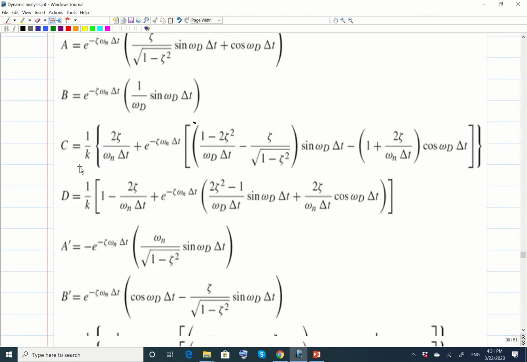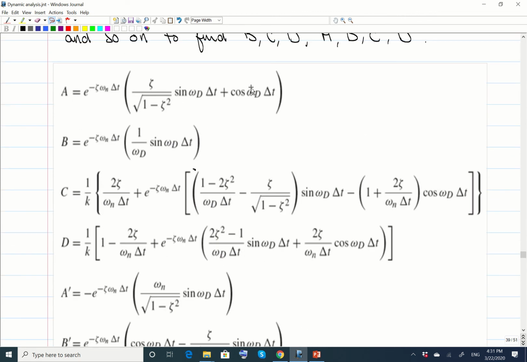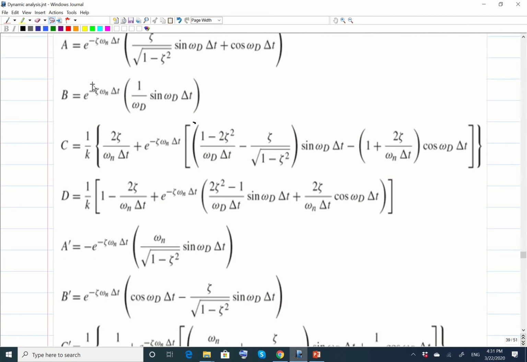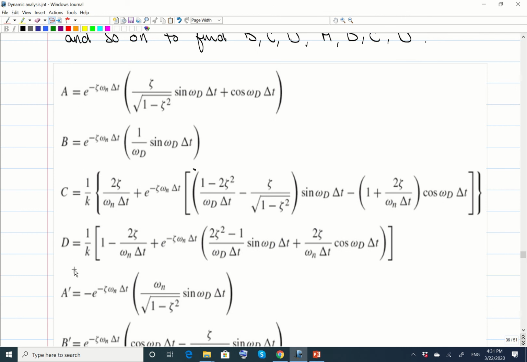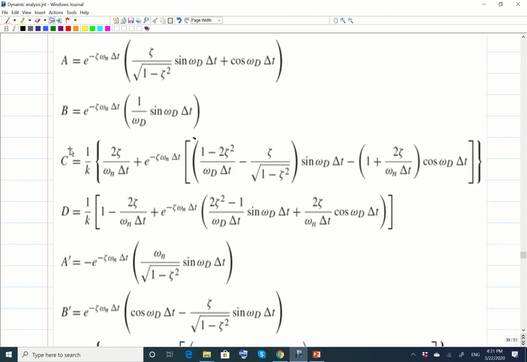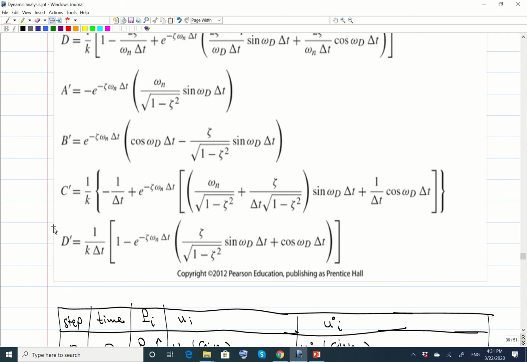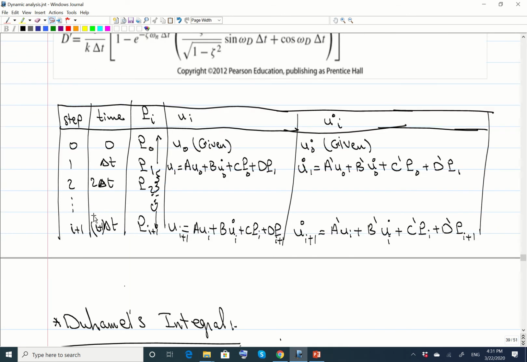You just need to find those once. a is going to be a constant, b is going to be a constant, c is going to be a constant, and so on. So to solve the problem here, you first need to find all those constants. How many constants? 8 constants: a, b, c, d, a prime, b prime, c prime, d prime. Once you find all those 8 constants, you can go step by step. At step 0, the time is 0, the force is P node, and then ui is the initial displacement, the velocity is u dot node.